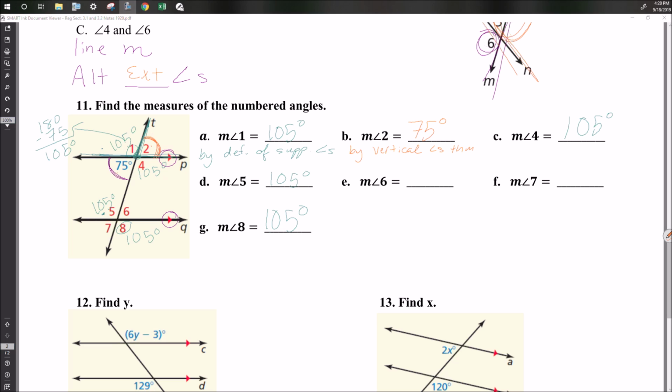Keeping with our alternate theorems, angle 6 and that 75-degree angle are alternate interior angles, and alternate interior angles are also congruent. So the measure of angle 6 is also 75 degrees. And that leaves us angle 7. Again, we could have used many, many things. But angle 2 and angle 7 are alternate exterior angles, and alternate exterior angles are congruent. So angle 7 is also 75 degrees.